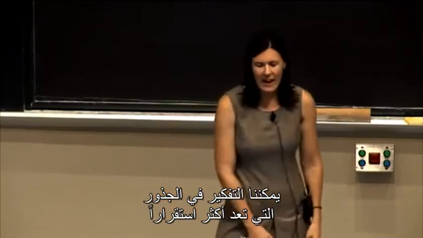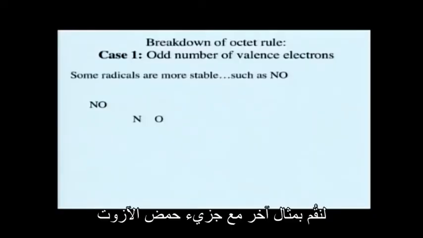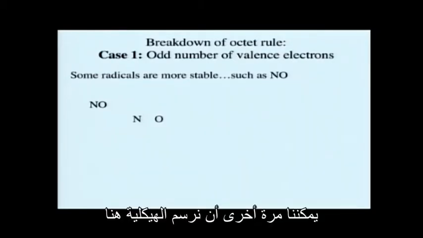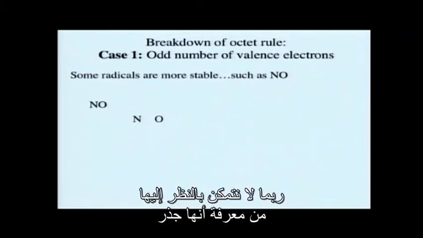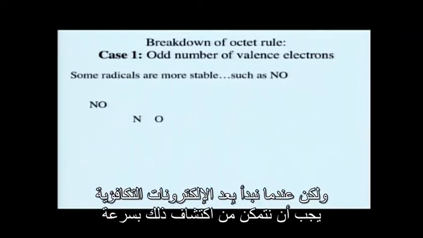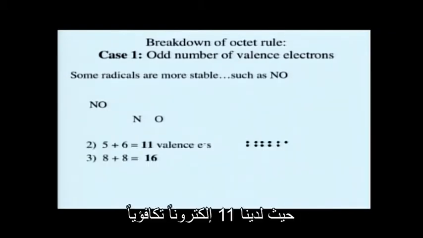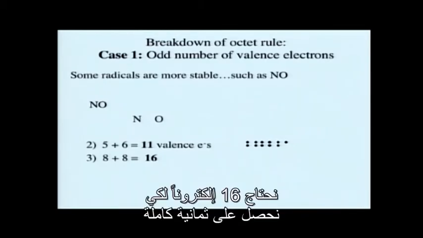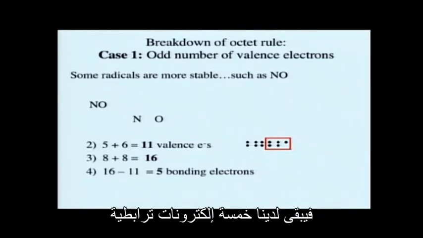We can think about radicals that are also more stable. So let's do another example with the molecule nitric oxide. So we can again draw the skeleton here. And just by looking at it, we might not know it's a radical, but as we start to count valence electrons, we should be able to figure it out very quickly because what we have is 11 valence electrons. We need 16 electrons to have full octets, so we're left with 5 bonding electrons.